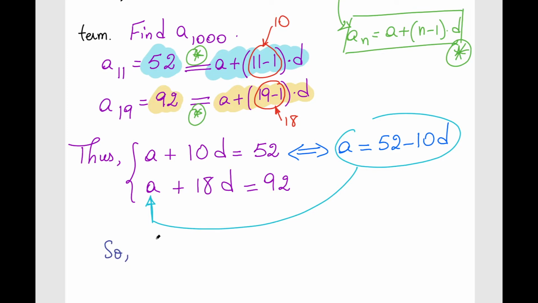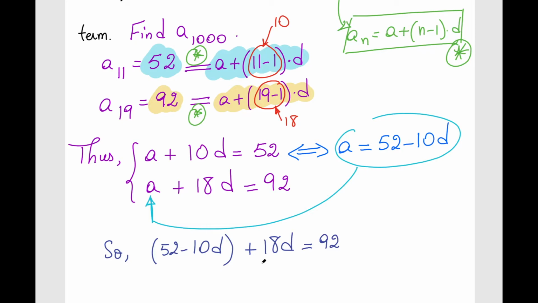So 52 minus 10d plus 18d must be 92, right? Again, what did I do? I took this expression of a, 52 minus 10d, replaced it here, and you get the second equation as such. This is a linear equation in one variable, which is d, so we can solve it.